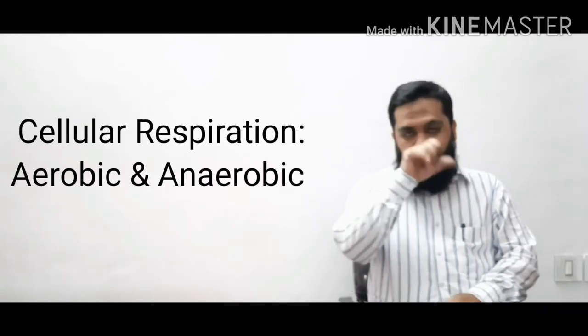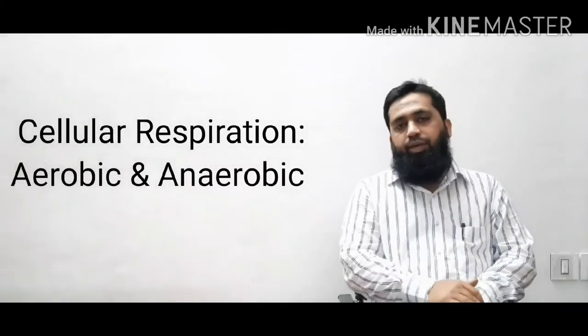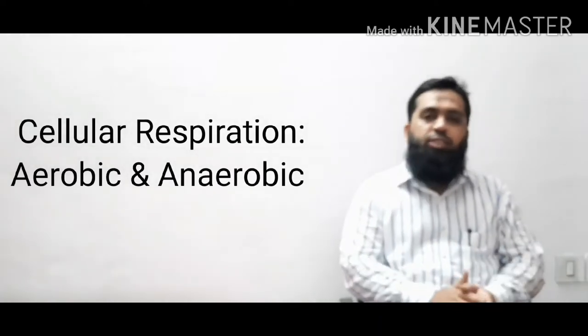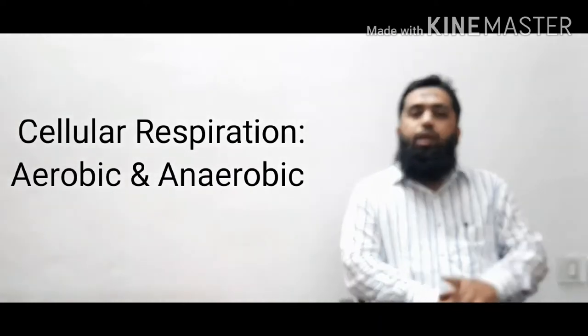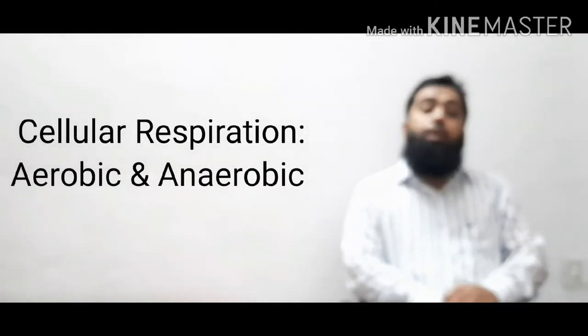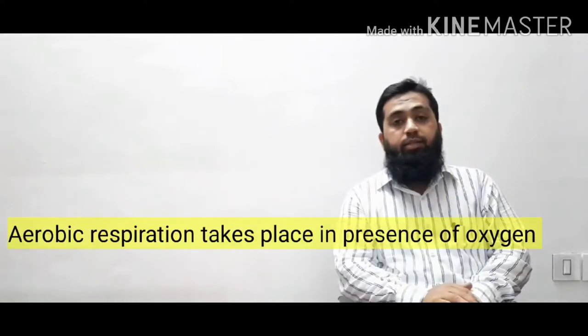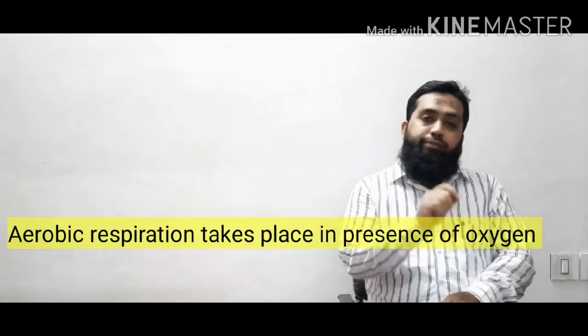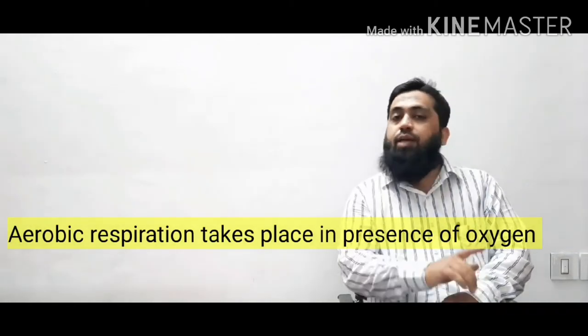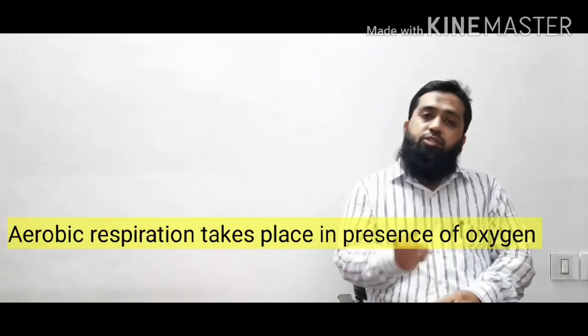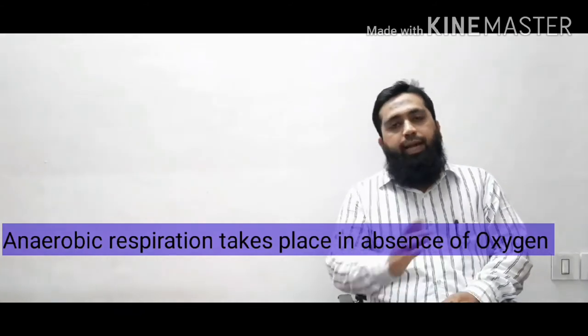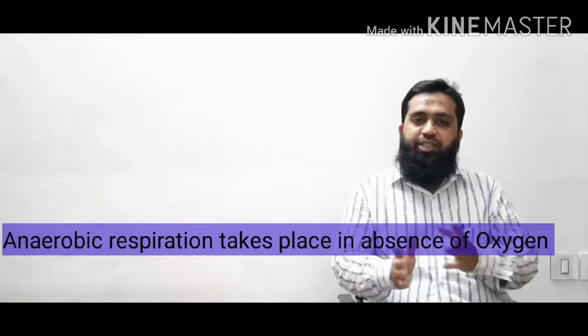Now again, this cellular level respiration is of two types. It's divided into aerobic respiration and anaerobic respiration. What is the difference between them? Aerobic respiration is the one in which the carbohydrate, a type of carbohydrate called glucose, gets oxidized in the presence of oxygen. That cellular respiration is called aerobic respiration. And if this glucose gets oxidized in the absence of oxygen, then it is called anaerobic respiration. Okay, so we are going to understand both of them one by one.